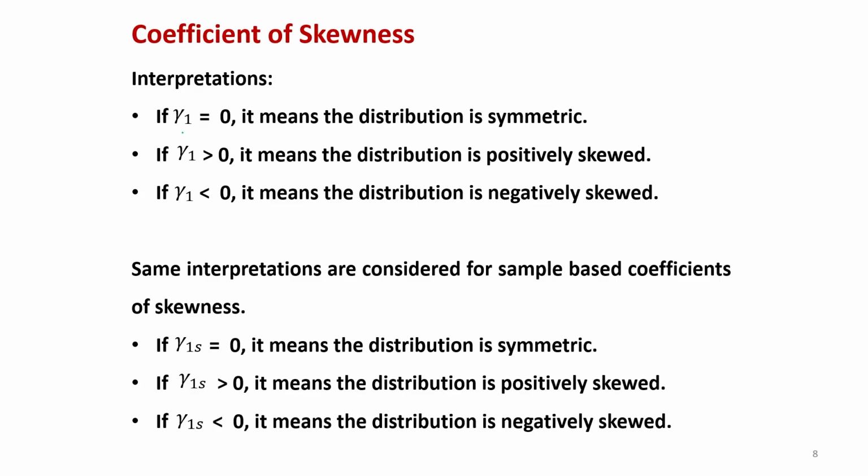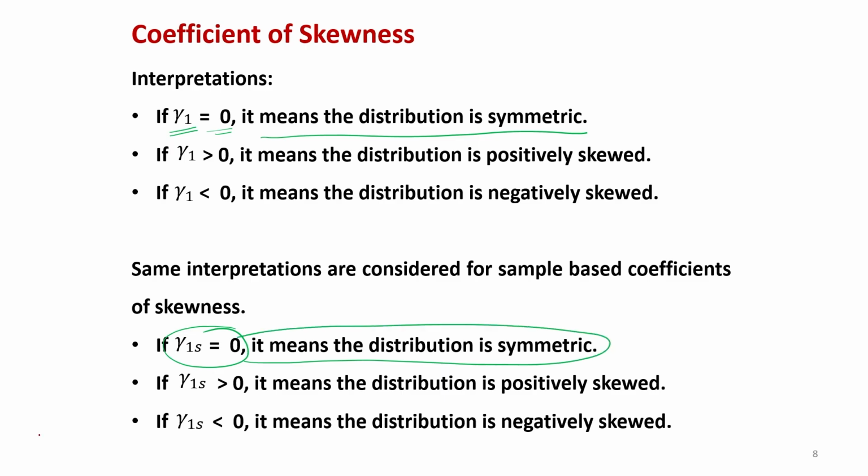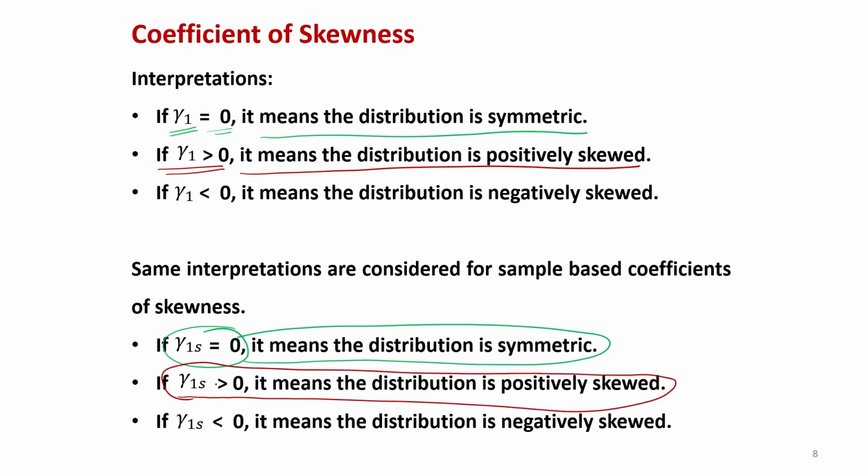If the value of gamma 1 in the population is 0, that means the distribution is symmetric. And in the sample based also the same interpretation goes. If the value of gamma 1 based on the sample is 0, that means the distribution is symmetric. In case the value of gamma 1 is greater than 0, this means the distribution is positively skewed. The same thing is interpreted in the sample based quantity also. So if gamma 1s is greater than 0, this means the distribution is positively skewed.